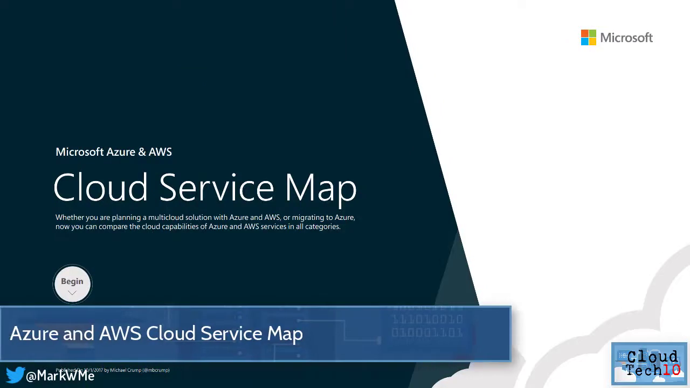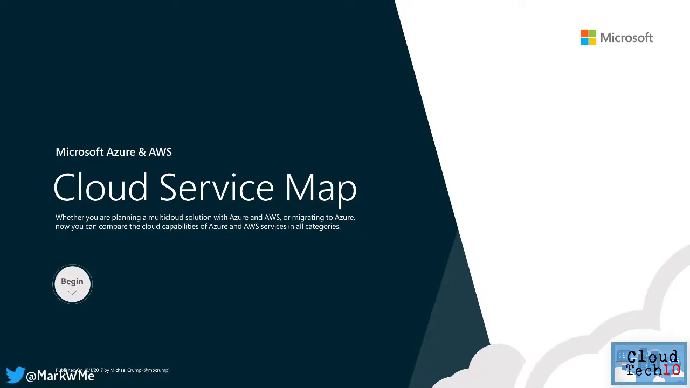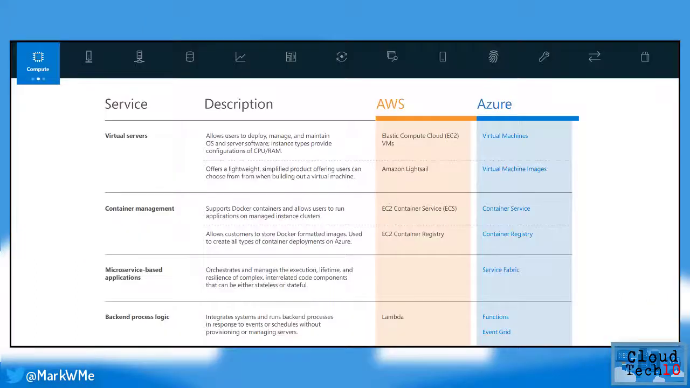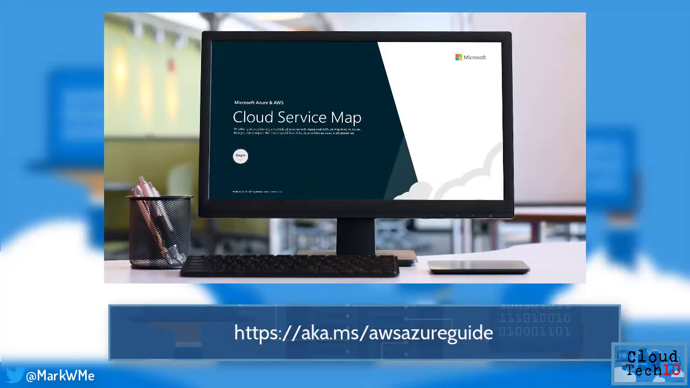The new cloud service map makes it easy to compare services in Azure and AWS. If you're planning a multi-cloud solution or migrating to Azure, this ebook lets you compare the cloud capabilities across the two platforms. It's broken down into 13 sections and covers the marketplace, compute, storage, networking and content delivery, database, analytics and big data, intelligence, Internet of Things, management and monitoring, mobile services, security, identity and access, developer tools, and enterprise integration. Each section is laid out in table formats so you can easily understand the description of each service and the naming used for that service in both Azure and AWS.